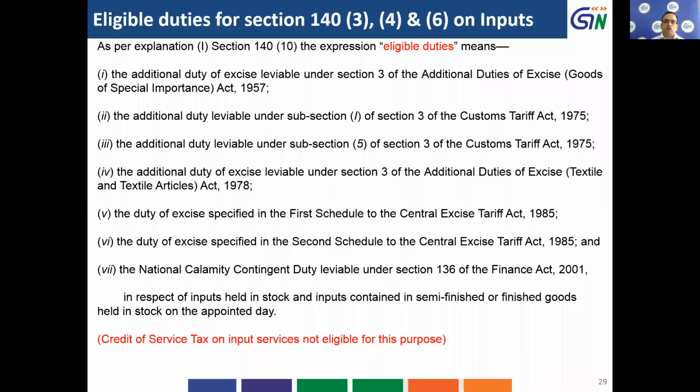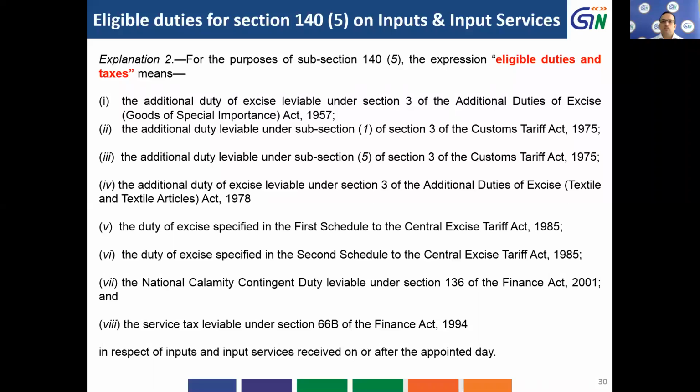So what we are talking about here is what the eligible duties are on which he can take credit in the new GST regime, subject to the fulfillment of conditions, in his last return, or in the inputs contained in his stock. So these are the eligible inputs and input services on which he will be entitled to credit, but this is applicable to section 145. If you see, the difference is the last point, which is the service tax leviable under section 66B of the Finance Act.